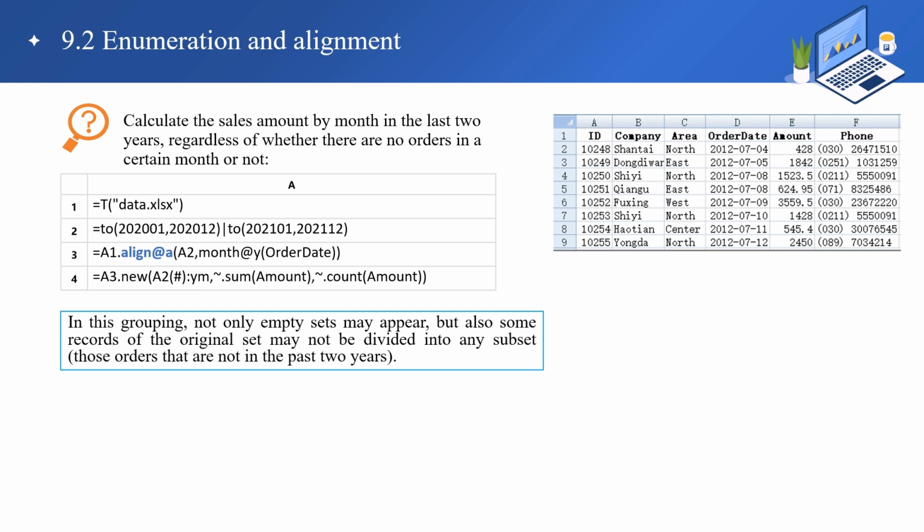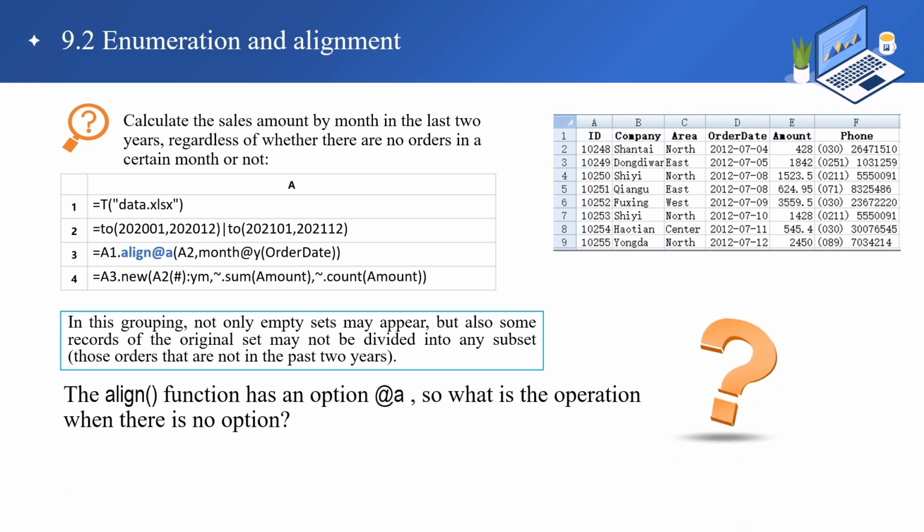Careful readers may find that the align function has an option at A, so what is the operation when there is no option? It is used for sorting. Similar to alignment grouping, we sometimes need to arrange a batch of data in the order we want, rather than the conventional alphabetic or coding order.